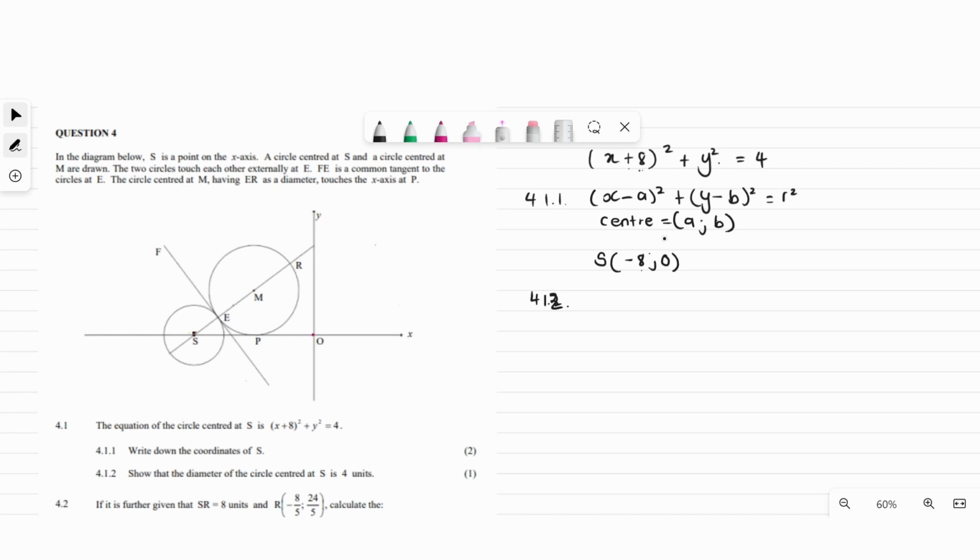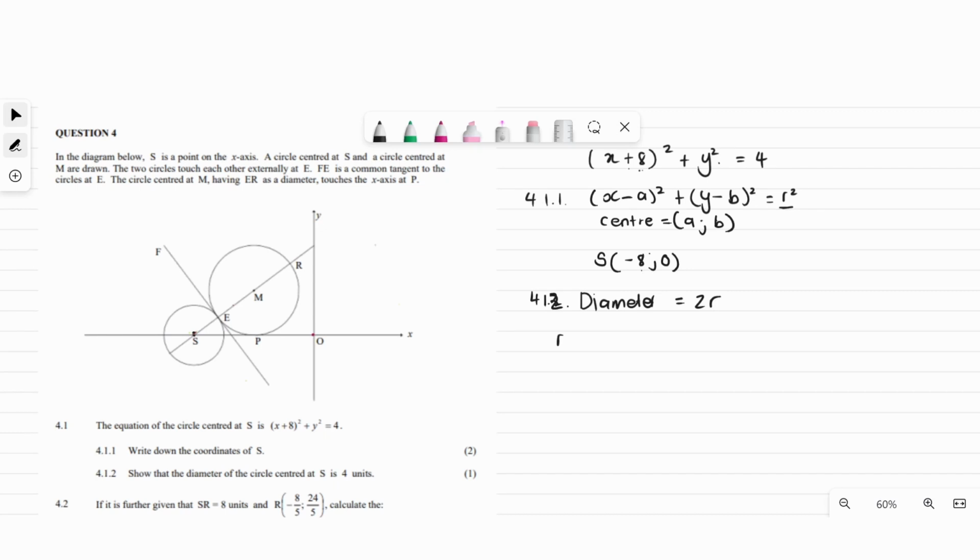So to find the diameter, it is made out of 2 radii, right? So the diameter is equal to 2r. So we need to find r. What's r? r in our case is here, right?